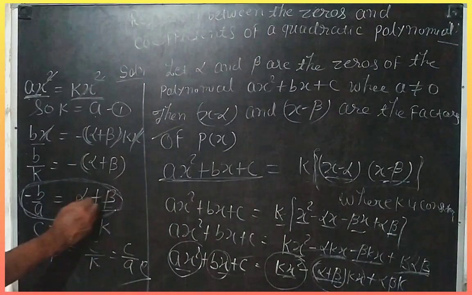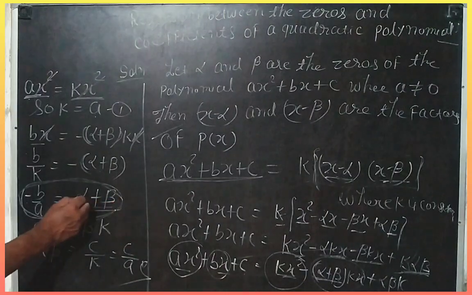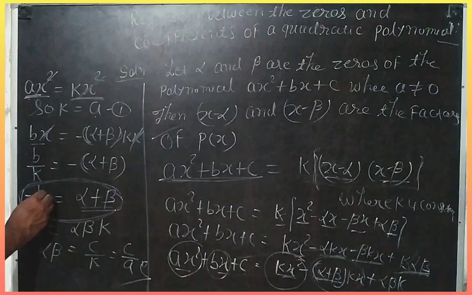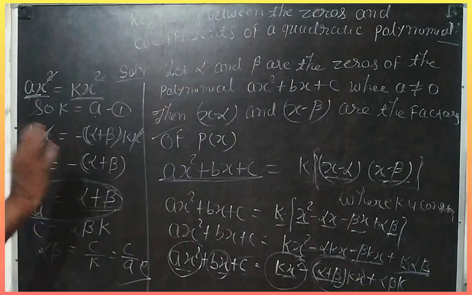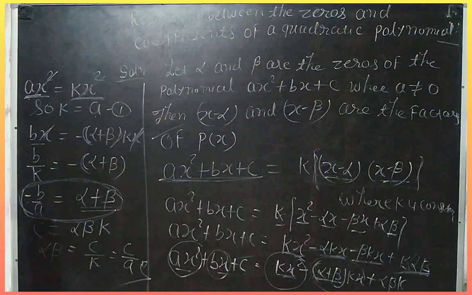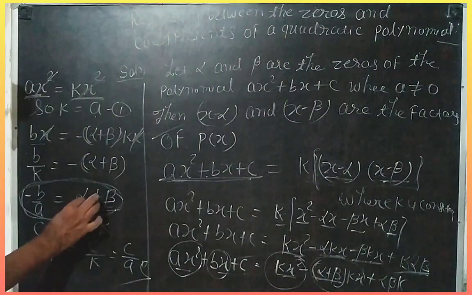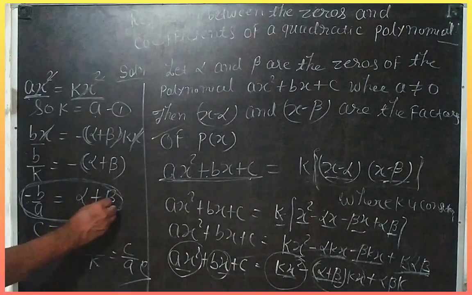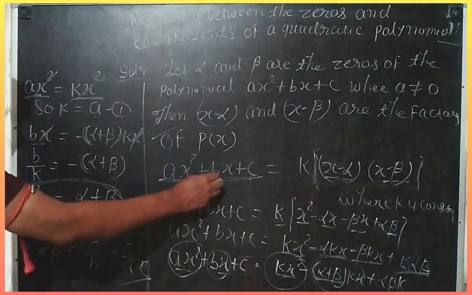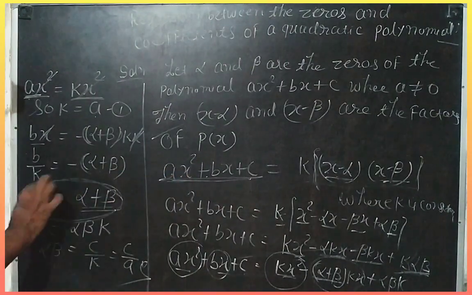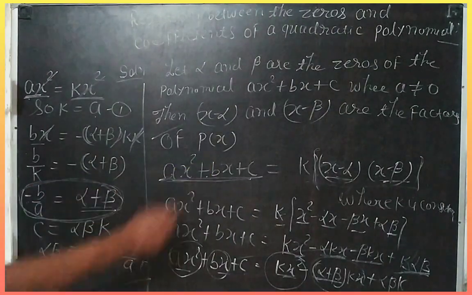Alpha plus beta: the relation of the zeros and coefficients is that the sum of the zeros is equal to the coefficient of x by the coefficient of x square with a negative sign. Zeros are alpha and beta, and coefficients are a, b, c. So the sum of the zeros is equal to minus b by a. That means the coefficient of x by the coefficient of x square with negative value. That is the relation between the zeros and the coefficients of the equation.